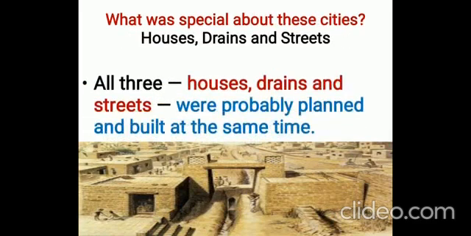All three, houses, drains and streets, were probably planned and built at the same time. So when the drains, streets and houses were built so systematically, it was imagined that they were probably planned and then built together.